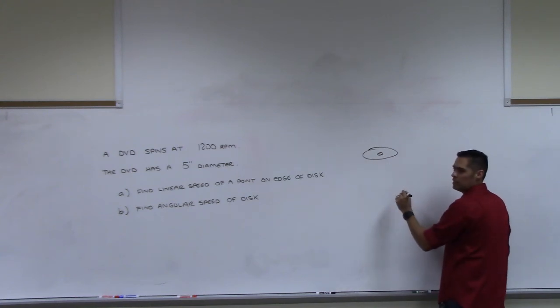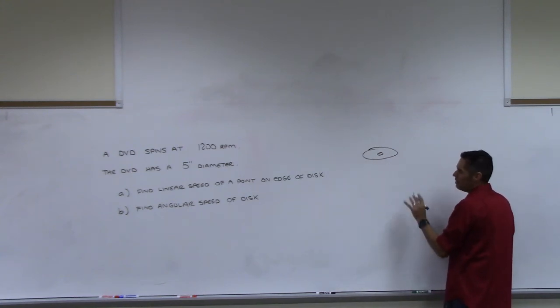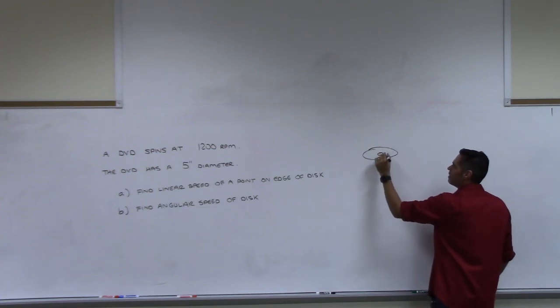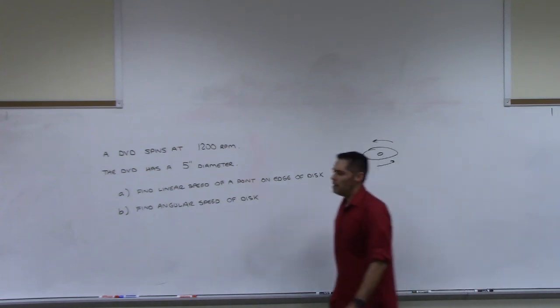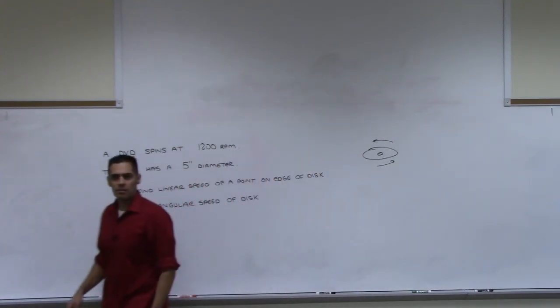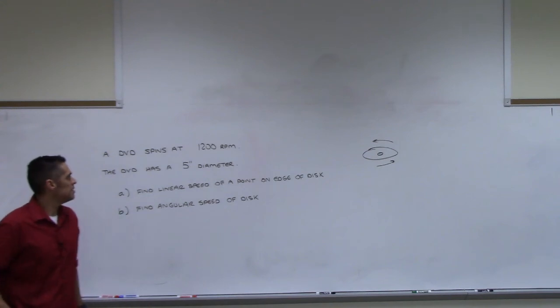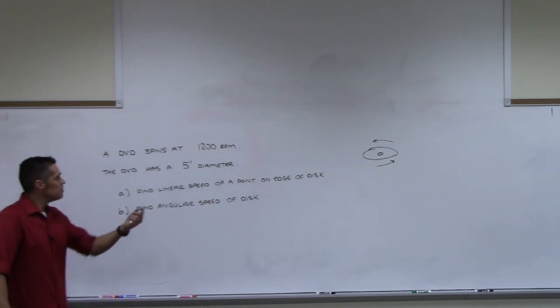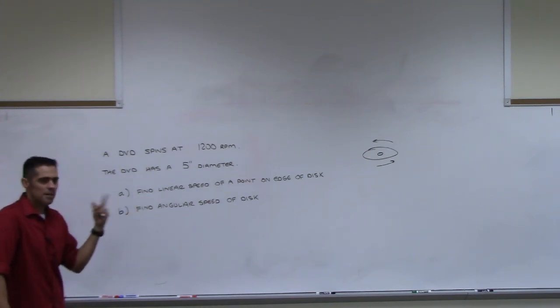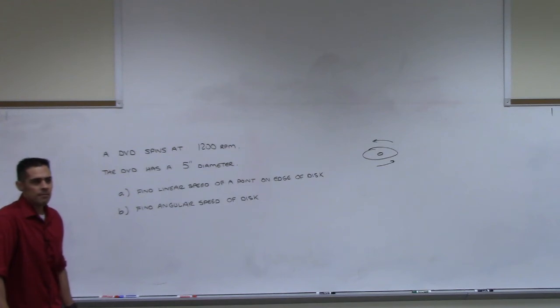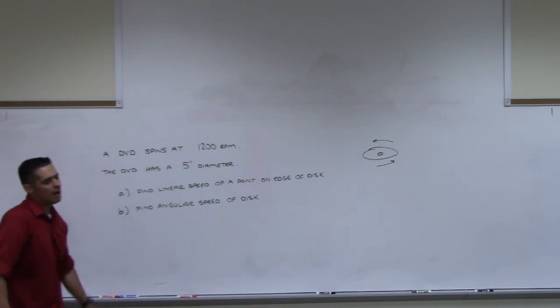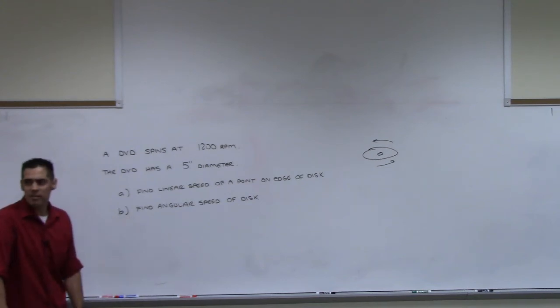You got a DVD. Again, it's impressive, I understand. So this thing is spinning, right? Spinning around. It's going around 1,200 times per minute. So you need to understand that RPM stands for revolutions per minute. So it's going around 1,200 times every minute. So which of these two would you like to go after first? I don't care. Angular is actually the easier of the two computations.